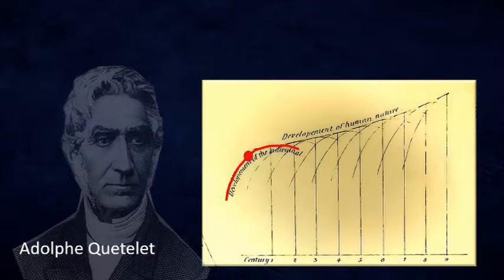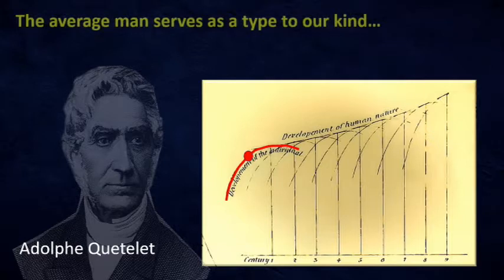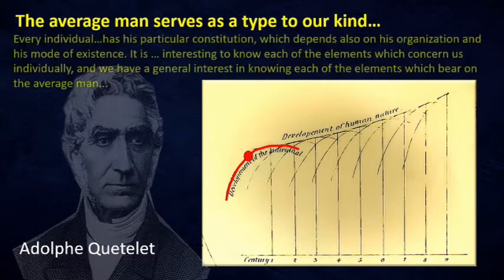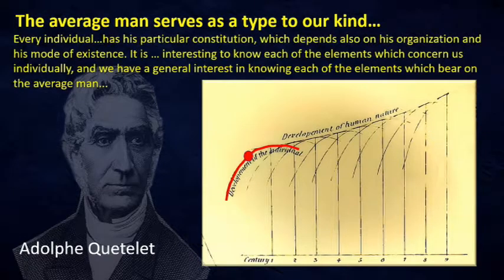the average man, about whom he wrote, "The average man serves as a type to our kind. Every individual has his particular constitution, which depends also on his organization and his mode of existence. It is interesting to know each of the elements which concern us individually, and we have a general interest in knowing each of the elements which bear on the average man."